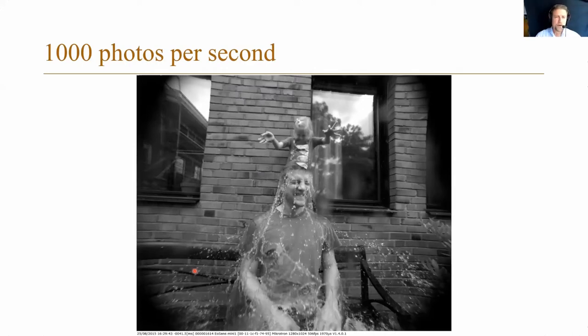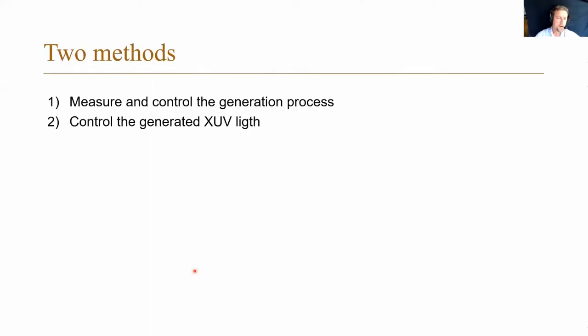I actually would talk about two methods to obtain this. It's all about extreme ultraviolet light and how to control it. But the two methods that I talk about is first, if we can measure and control the generation process. And then after that, once we've generated the light, I come back to how can we control this generated extreme ultraviolet light? Can we use this opto-optical modulator to do this?